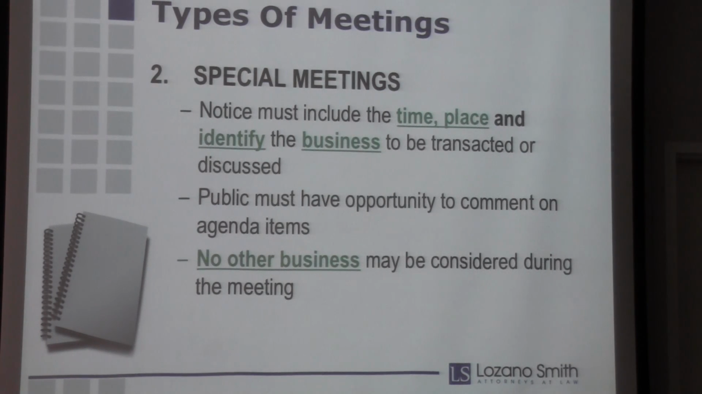So the notice includes the time, the place, and you identify the business that will be transacted. That's the regular agenda description language. You do not have to have any comment on items that are not on the agenda for a special meeting. That's one of the differences. And the intent behind that is that you can just do the business that you said you need to do and not have to deal with stuff that's not on your agenda.